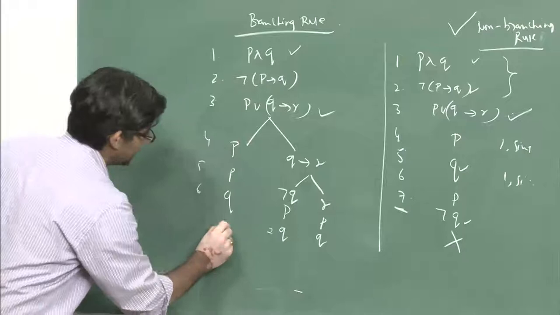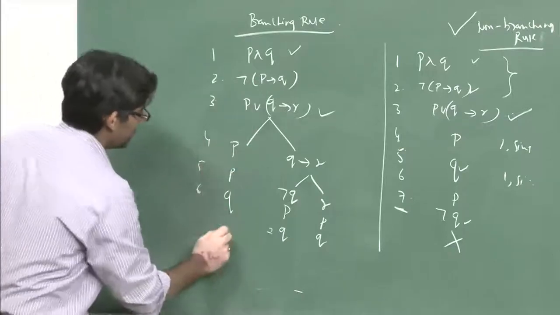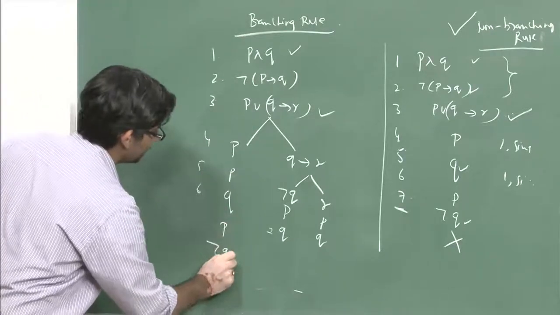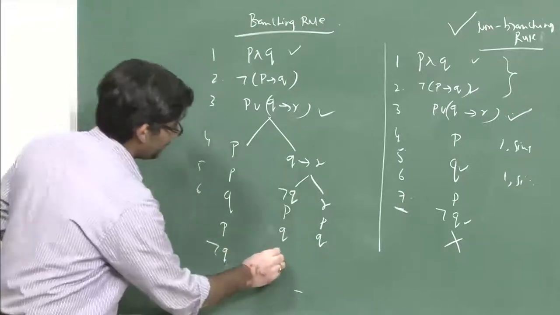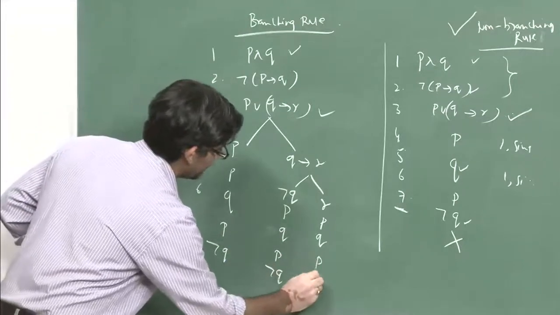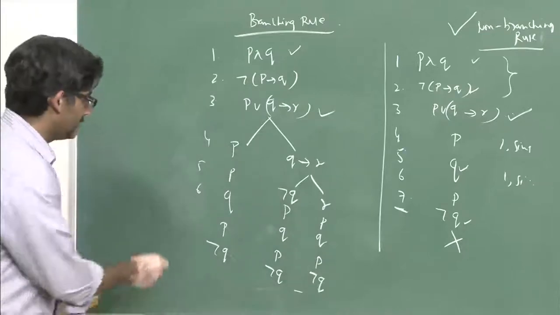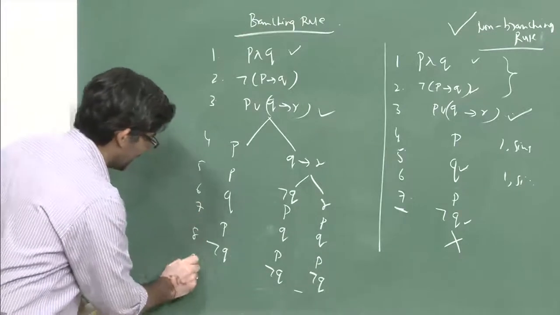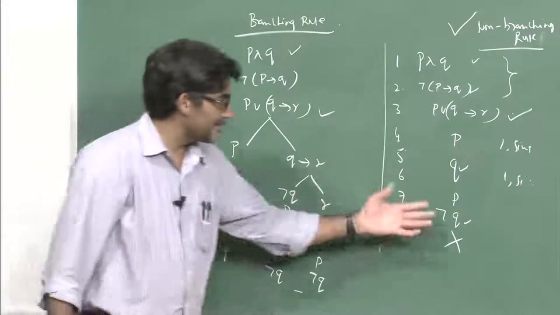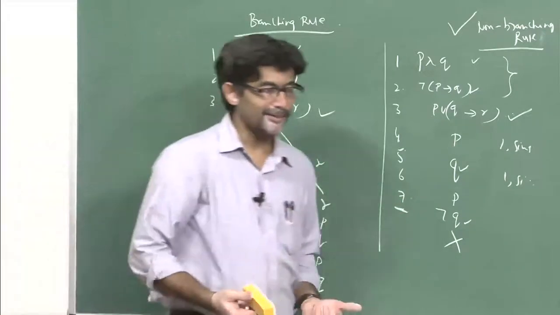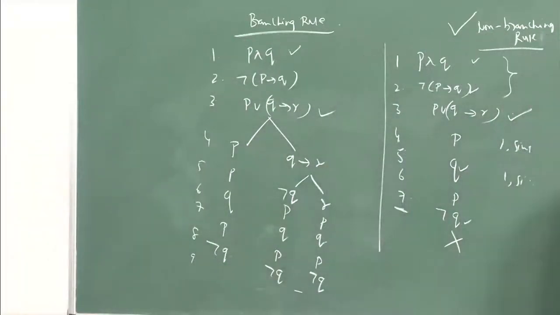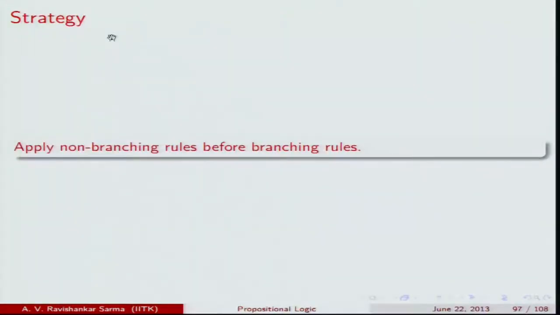So now you need to write this one also. So P and not Q. Here it is P and not Q, P and not Q. Here you have 8, 9 or something like that. So instead of 7 steps you have 9 steps. That is the reason why we will always be using non-branching rules first when compared to branching rules in a semantic tableau tree. This is a very important strategy which comes through practice.